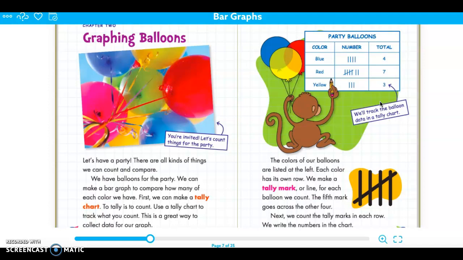Chapter 2, Graphing Balloons. Let's have a party. There are all kinds of things we can count and compare. We have balloons for the party. We can make a bar graph to compare how many of each color we have.